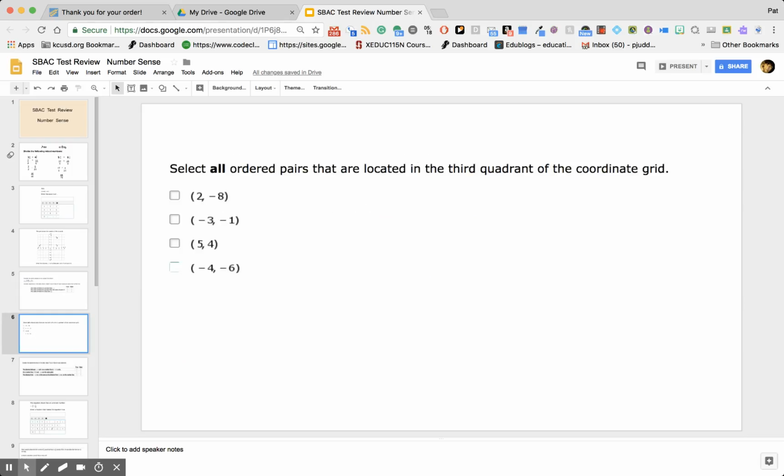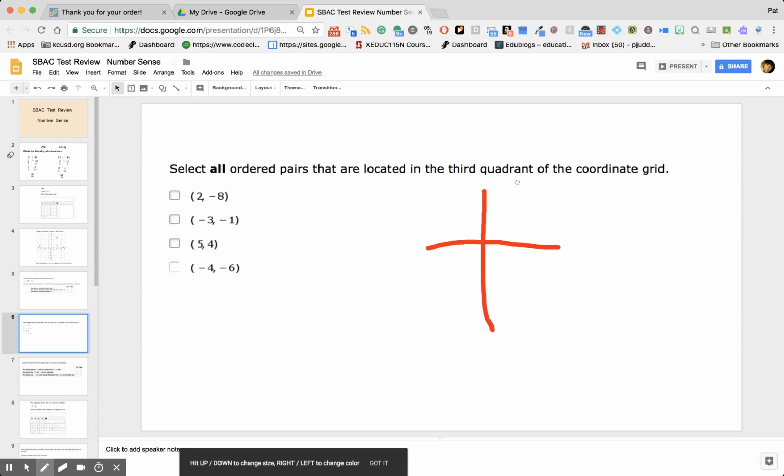Select all ordered pairs that are located in the third quadrant of the coordinate grid. Okay, if this were the coordinate grid, this is quadrant 1, quadrant 2, quadrant 3, quadrant 4.